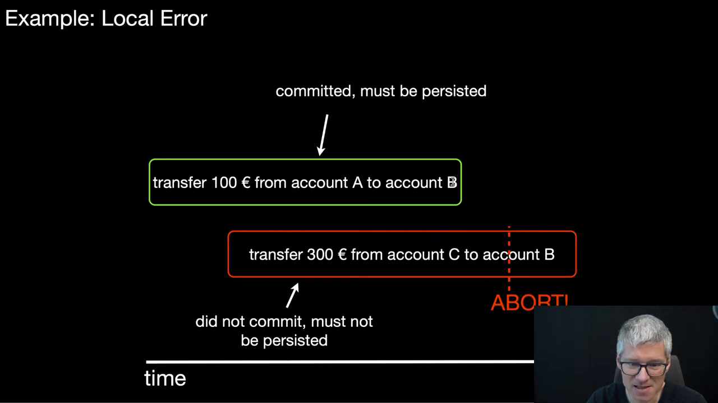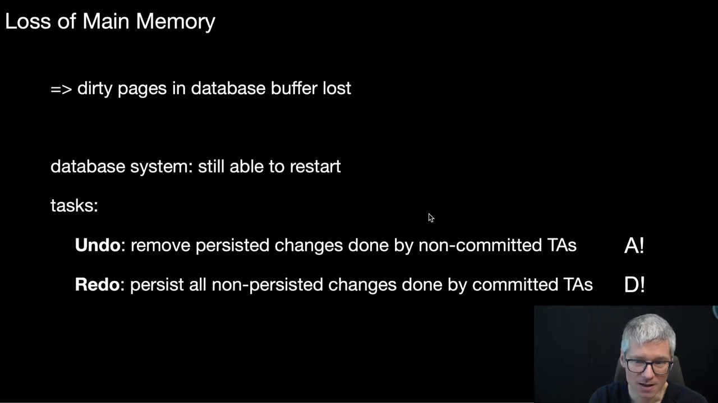And this ends before, so this committed already, the green transaction here. So you must guarantee durability. But here, in mid-flight, there was an abort. So whatever happened before in that transaction must not be persisted in any way. That's very important.